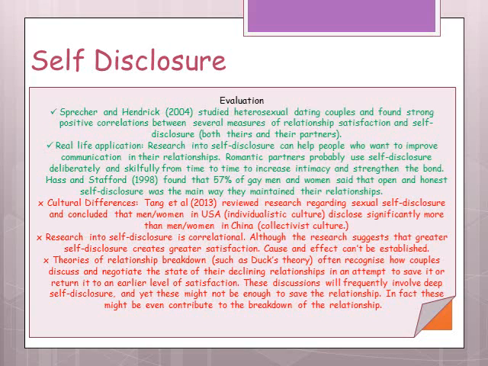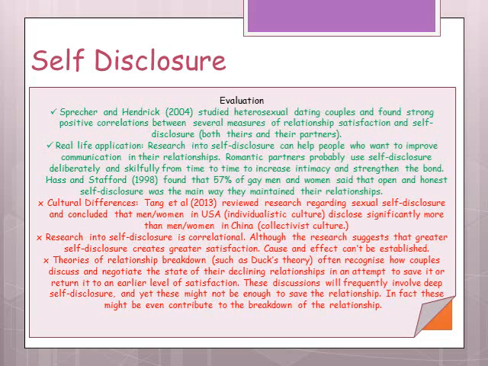It might have implications for homosexual relationships. Real-life applications: research into self-disclosure can help people who want to improve communication with their partners. So Haas and Stafford found that 57% of gay men and women said that open and honest self-disclosure was the main way that they maintain their relationships. So it could lead to guidance and counselling for marriages and relationships. There are cultural differences though, which is a weakness.